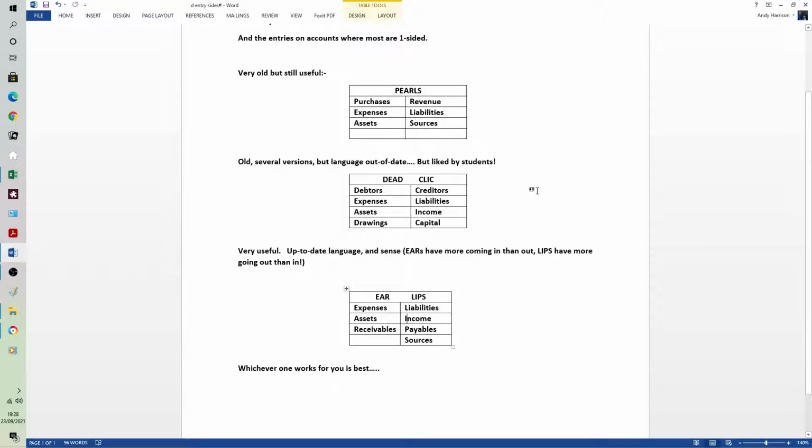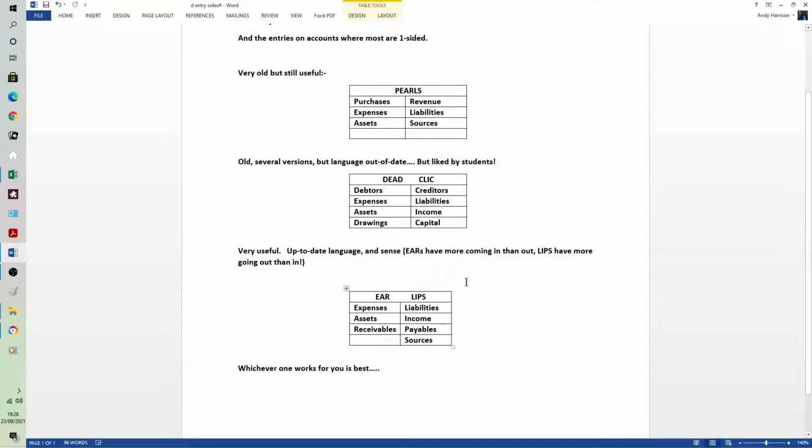So, out of date language, but really liked by students, is DEAD CLIC. Debtors is old language. It turned into sales ledger control account, and now it should be receivables. That's customers that owe you money, and creditors is suppliers that you owe money to, has evolved into purchase ledger control account and now payables. But apart from that, it's expenses, assets the same way around. We've also got drawings in this one to help, and capital on the credit side.